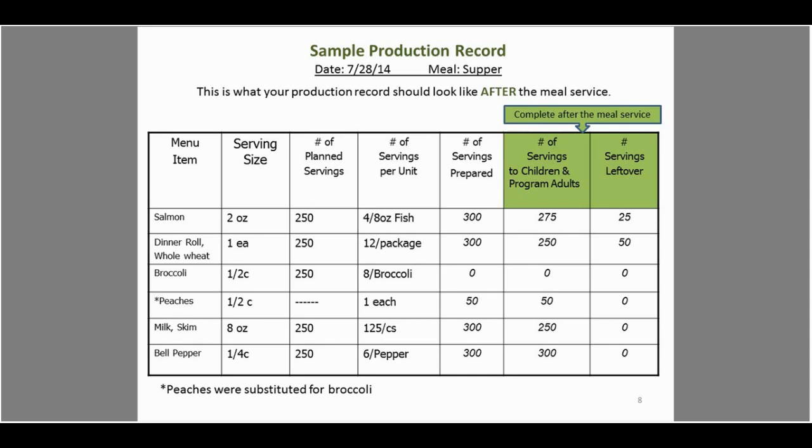This is what your production record should look like after the meal service. Here you can see how substitutions can be recorded. It was documented on the production records that there were not enough broccoli florets available throughout the entire meal service, so they are substituted with peaches to meet the fruit-vegetable requirement.